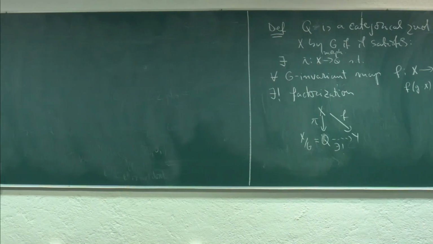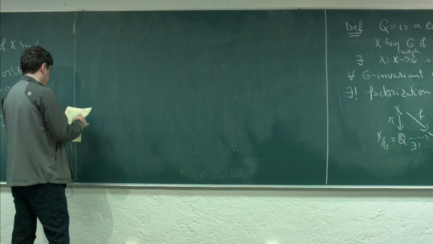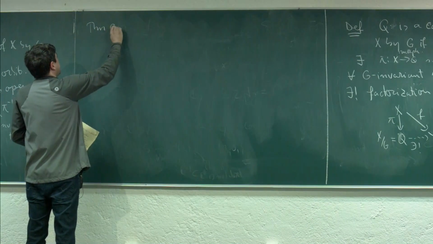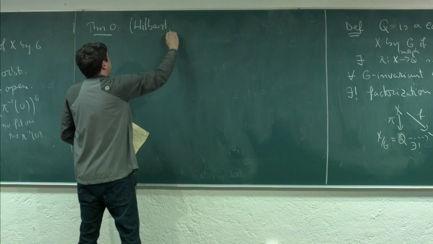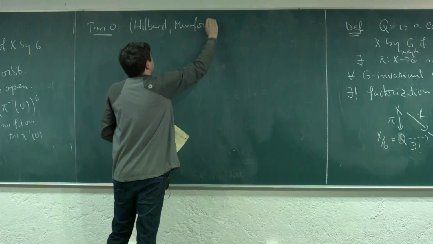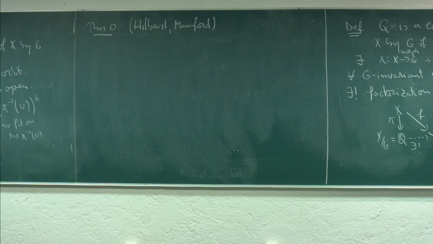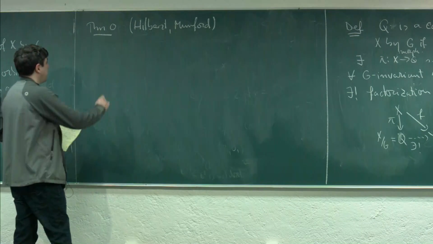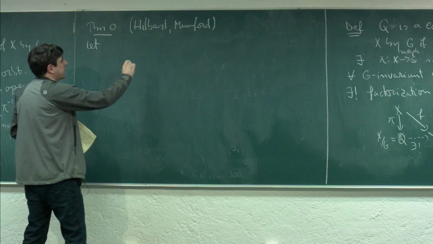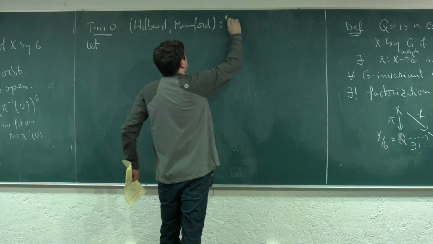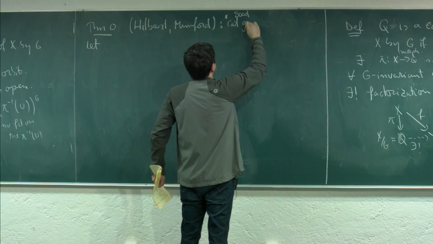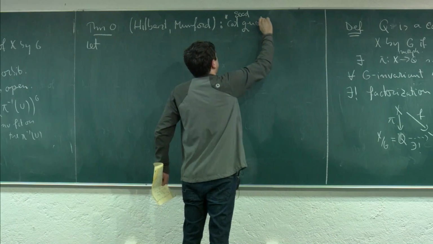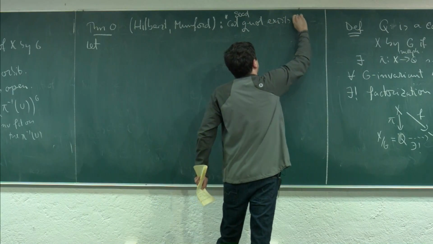Okay, so theorem 0, which I will call Hilbert and Mumford: a good categorical quotient exists for affine varieties. I will not define good here.